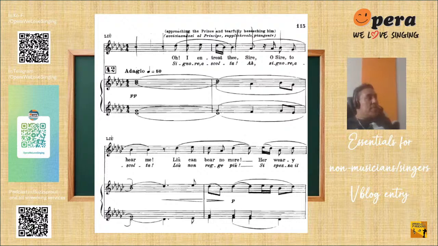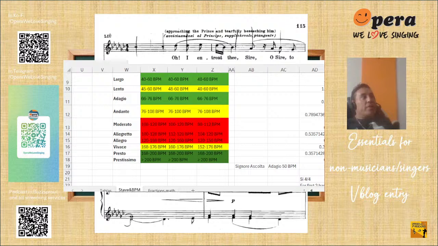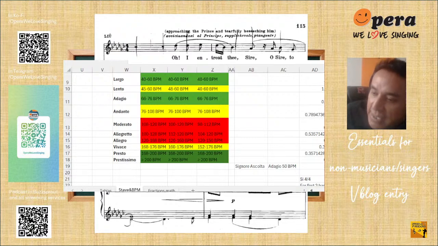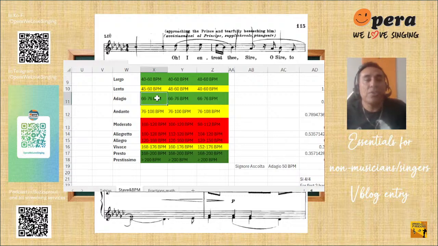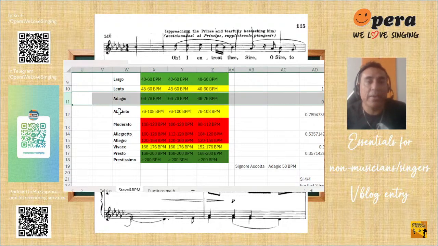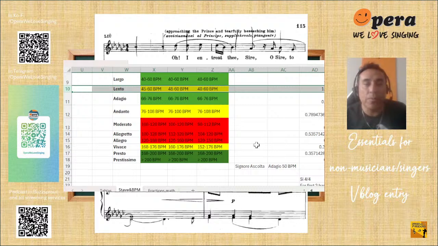Now it turns out from our table that the adagio is not 50. That's why I have been insisting so often that the writing of the tempo in music is highly discretional. So even though our sources agree that the adagio is 66 to 76, this score says that in fact it's more in the range of a lento without calling it a lento. So whatever. Adagio at 50.